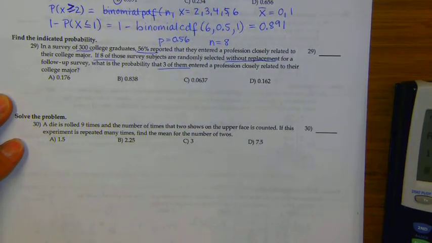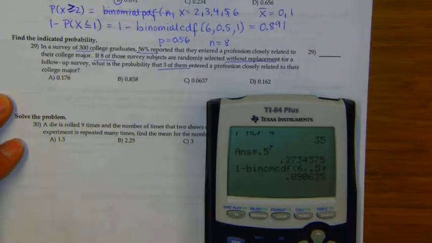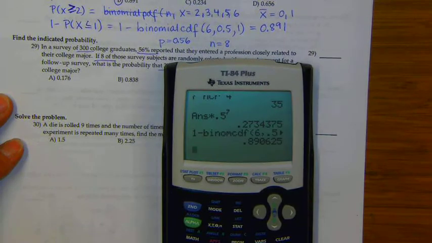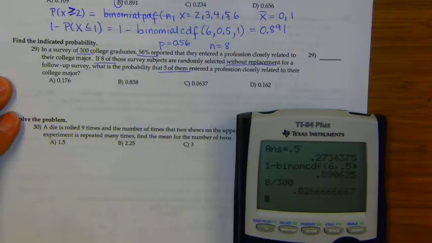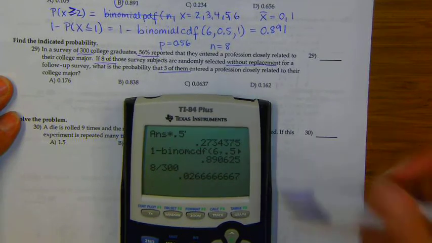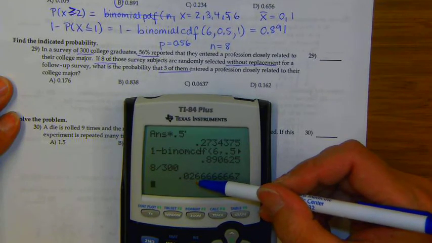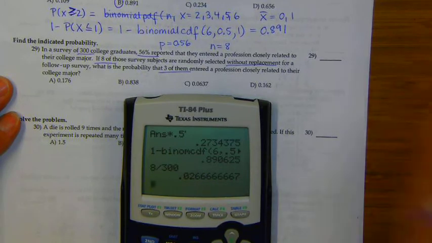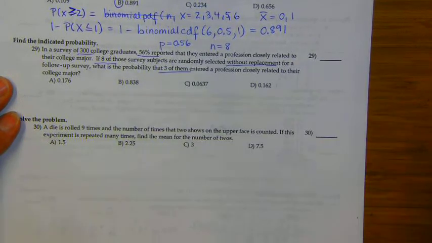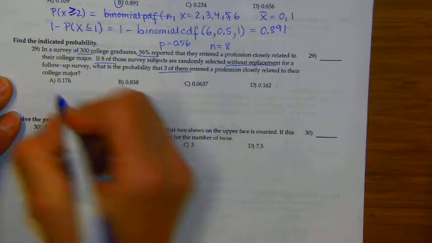Why does it tell us how many people were in the survey? Well, let's see what happens. 8 were chosen out of the 300 people, which is 0.0267. So what that means is we're drawing without replacement, but since we're picking less than 5% of the population, we can treat it as though it's independent. So this is really important. We treat it as independent.